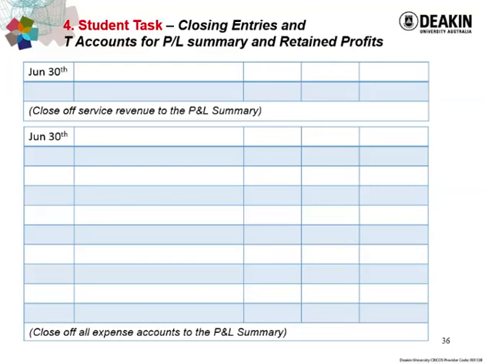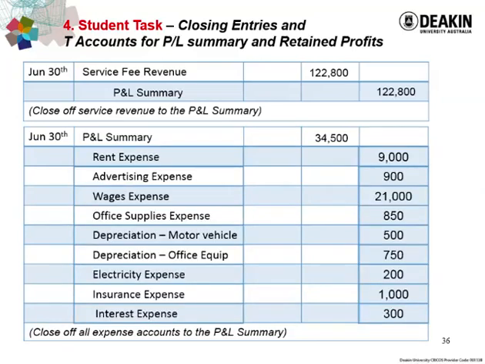Moving on, we are required to perform closing entries. On June 30, we would debit service fee revenue and credit P&L summary 122.8K. We then credit all sorts of expense accounts, including rent expense 9K, advertising expense 900, wages expense 21K, office supplies expense 850, depreciation for motor vehicle and office equipment 500 and 750 respectively, electricity expense 200, insurance expense 1K, interest expense 300, and we debit P&L summary with the total of 34.5K.